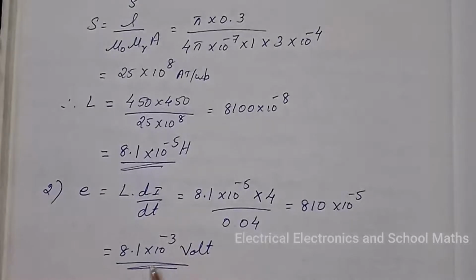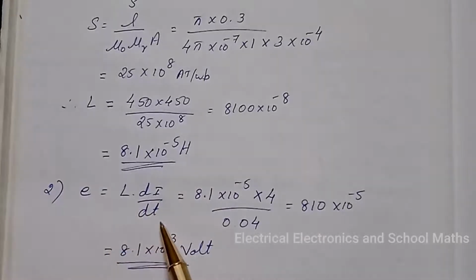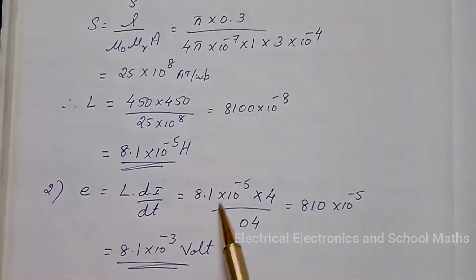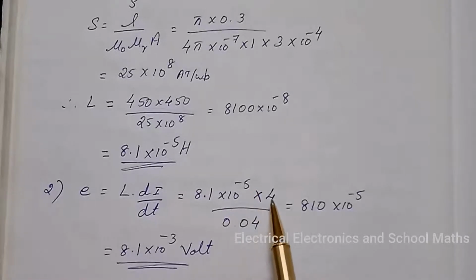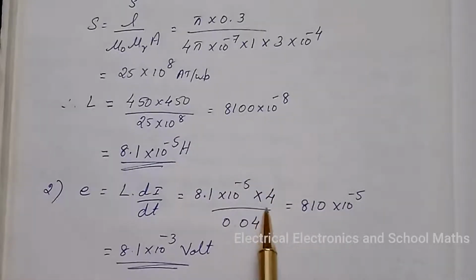Next question is find the average EMF induced if the current is reversed in 0.04 second. That is induced EMF is equal to L into dI by dt. L is 8.1 into 10 raised to minus 5. dI, that is the change in current, is 2 ampere minus minus 2. So we get 4 divided by dt, which is 0.04. And we get 8.1 into 10 raised to minus 3 volt.